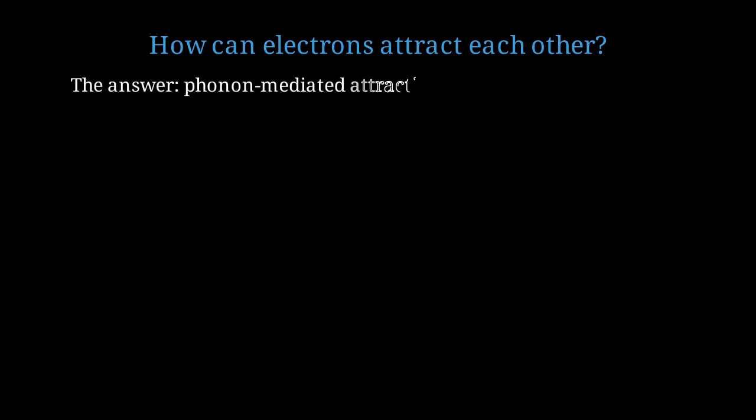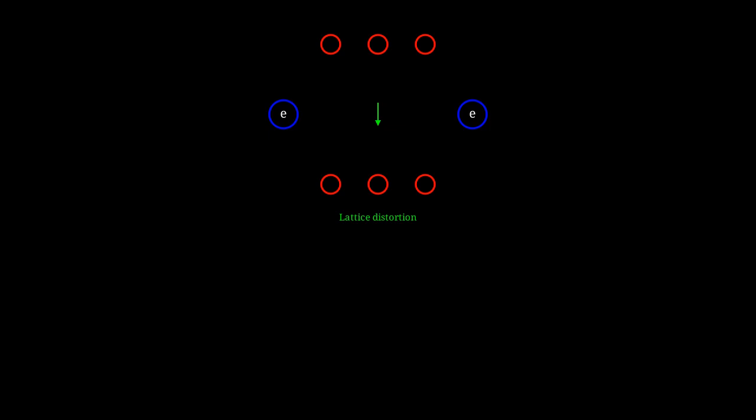The answer lies in an indirect interaction mediated by the crystal lattice. When an electron moves through the lattice, it slightly attracts the positive ions, creating a region of enhanced positive charge. This distortion can then attract a second electron, so through this phonon exchange, two electrons can effectively attract each other, despite their electrostatic repulsion. The binding energy of a Cooper pair is given by minus h bar omega D times exponential of -1 over N0V, where omega D is the Debye frequency, N0 is the density of states at the Fermi level, and V is the interaction strength.